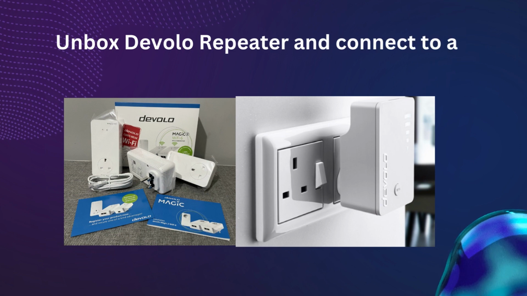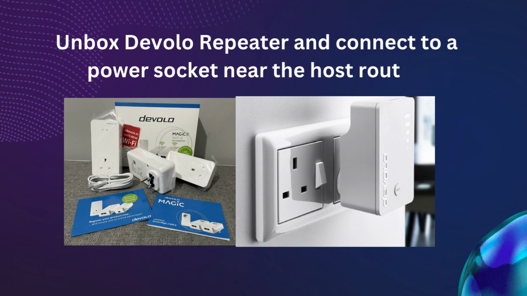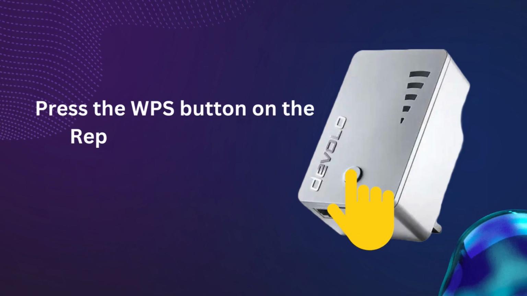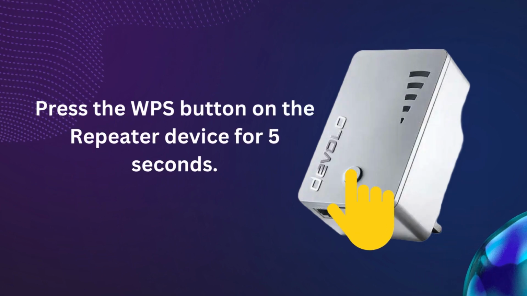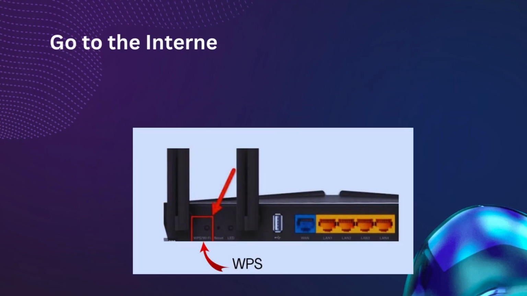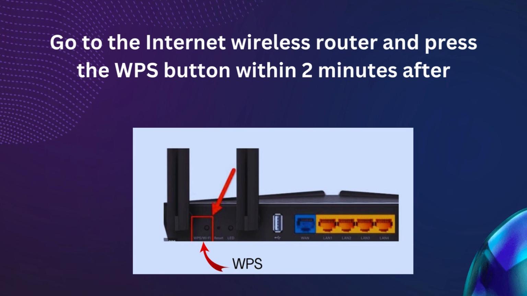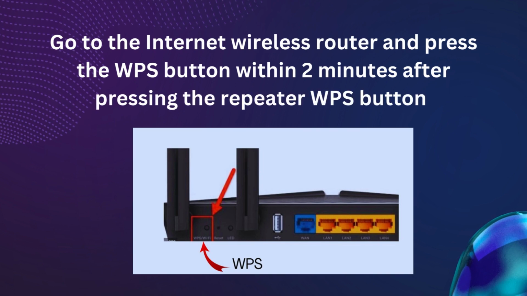Unbox the Devolo repeater and connect it to a power socket near the host router. Press the WPS button on the repeater device for 5 seconds. Then go to the Internet wireless router and press the WPS button within 2 minutes after pressing the repeater WPS button.